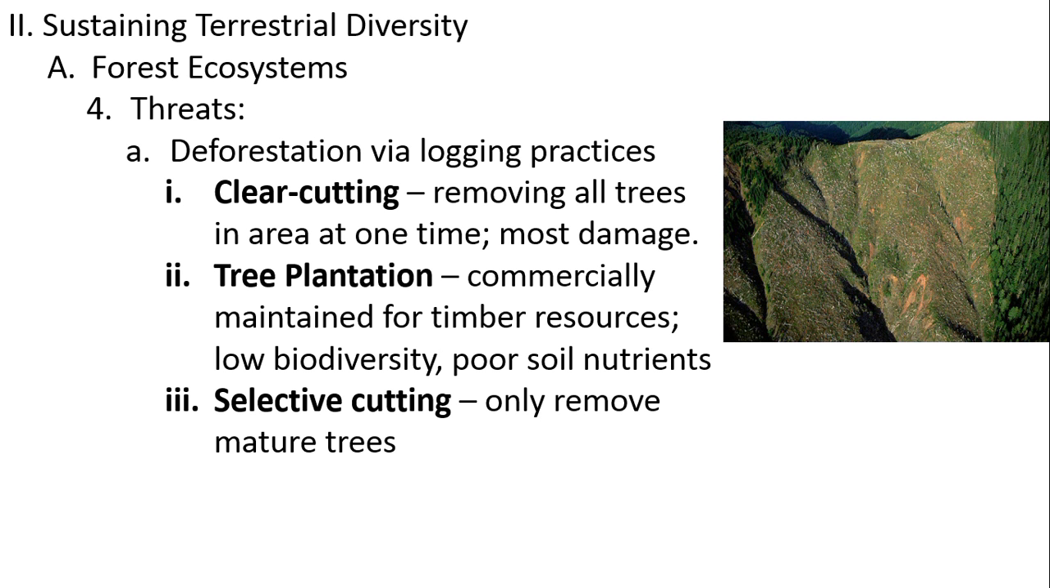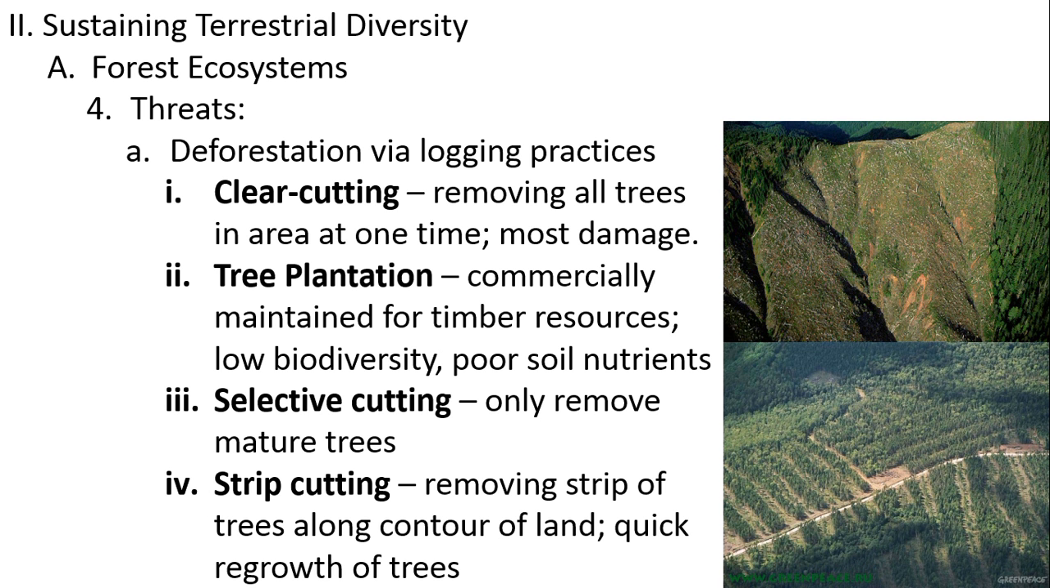Some better versions of foresting would be selective cutting, only removing mature trees and letting the small ones there to grow. This keeps the soil in better condition, and it also keeps the habitat there. Probably the best form of logging would be strip cutting, and this is removing a strip of trees along the contour of the land, as you can see pictured here. This prevents erosion and promotes quick regrowth of trees. So it's the best of both worlds. You're getting a good number of trees for lumber and paper, but you are still not destroying the habitat. You're allowing it to regrow quickly.